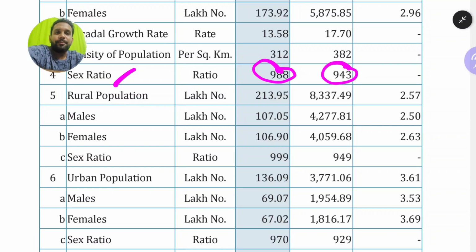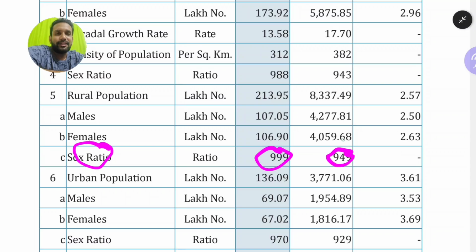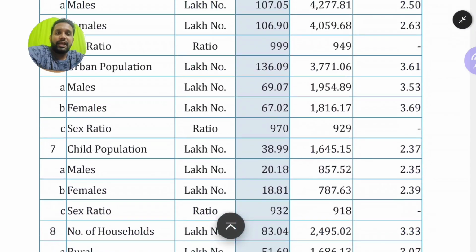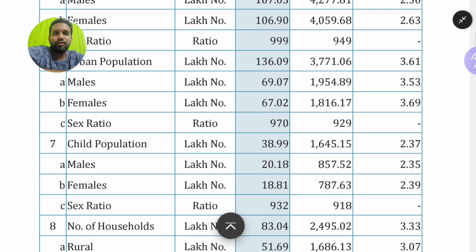Rural population, okay. Rural population is 213 lakhs, whereas urban population is 136 lakhs. So rural population is more in Telangana than urban areas. So this is a common understanding. Now we will not see this part because this is not important. We will see the rural sex ratio is 999 in Telangana, whereas in India it is 949. So whatever I am omitting, you also omit. In the same way, you have to take notes of it. Urban sex ratio is 970, whereas of India it is 929.